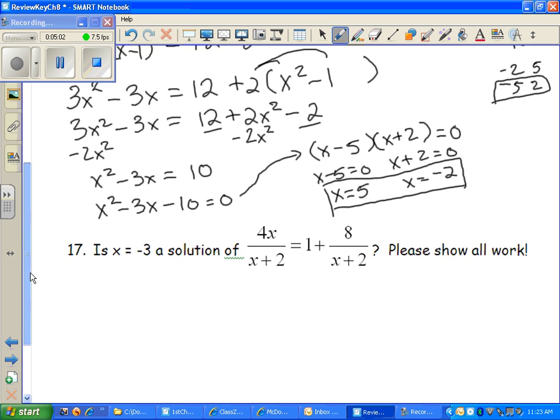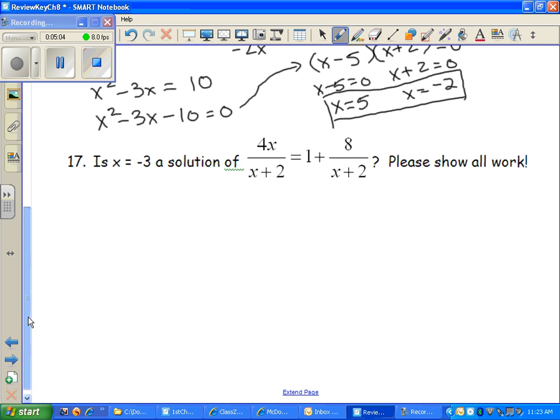Now I also want to do number 17 on this page. Number 17 just is saying, is x equals -3 a solution of this equation here? And please show the work. So to do this problem, all I will do is plug in -3 as x and see if I get a true statement. 4 times -3 there on the top, -3 plus 2, that's that first thing there, equals 1 plus 8 over -3 plus 2 there.